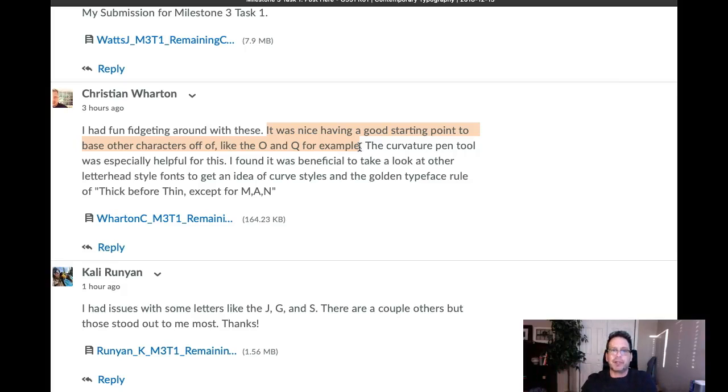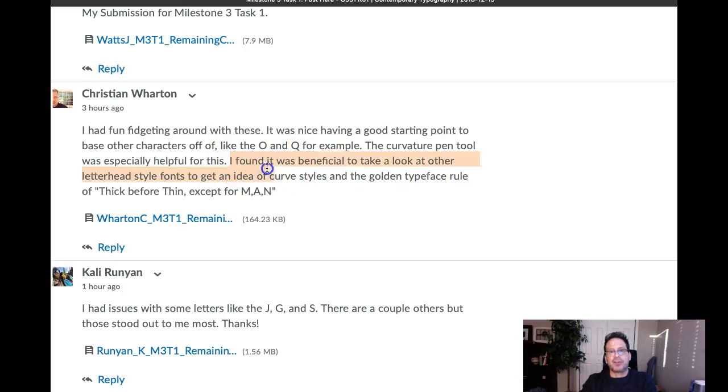I think that's really a fascinating thing. And I love it when that light bulb goes off with students. And I think it has, based just on this statement right here. I think the light bulb has definitely illuminated with you, and the curvature pen tool. It's a great tool. Yeah, absolutely.